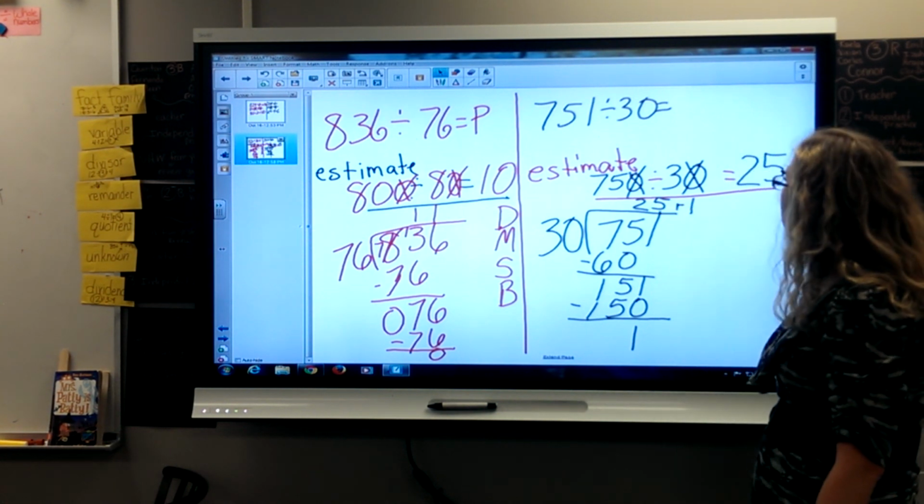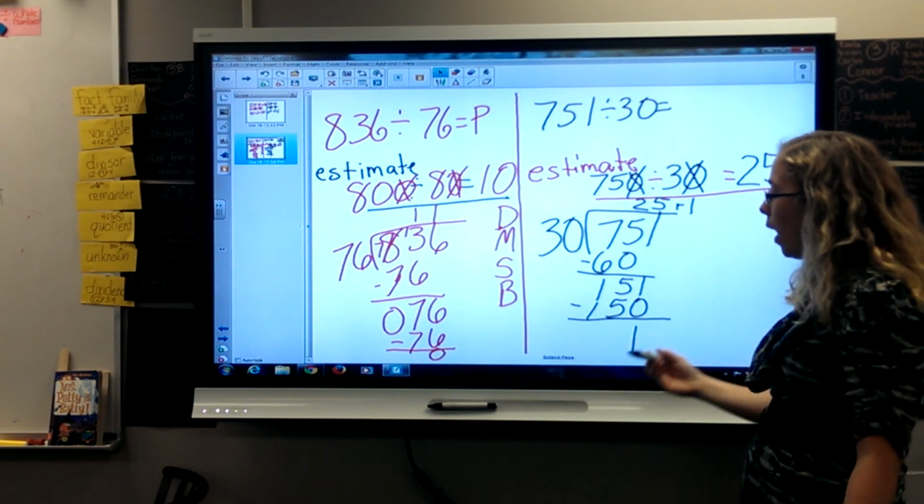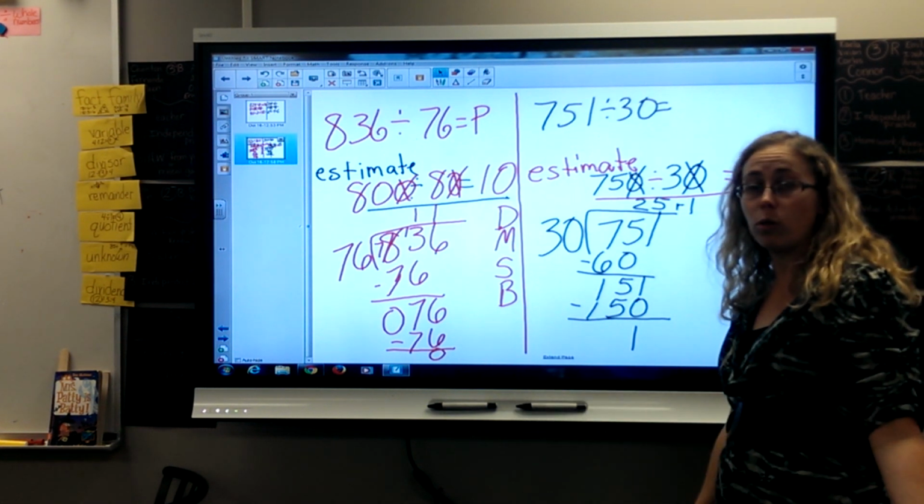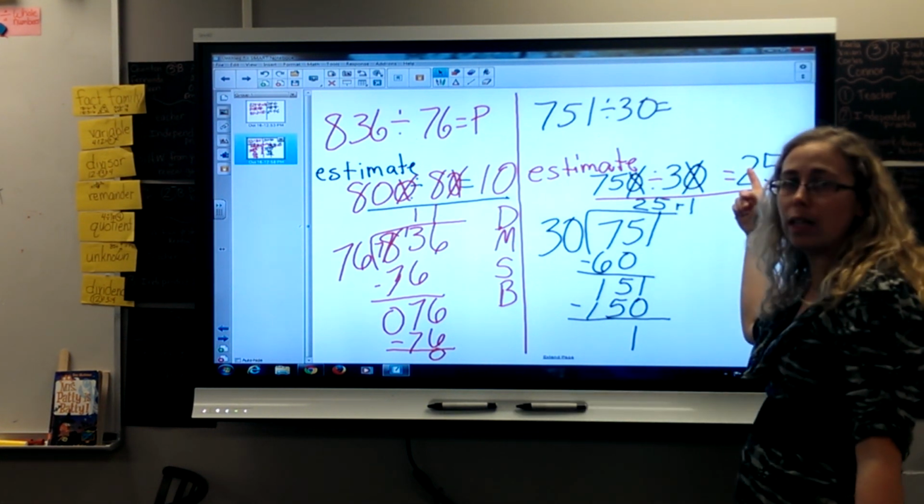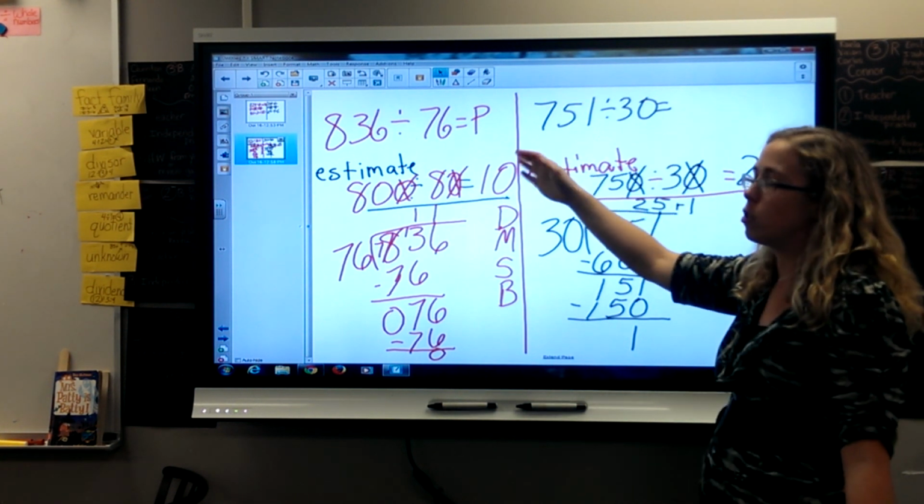Is that reasonably close to 25? Yeah, it's really close. So I know that my answer is most likely right because I checked for reasonableness using compatible numbers or estimation.